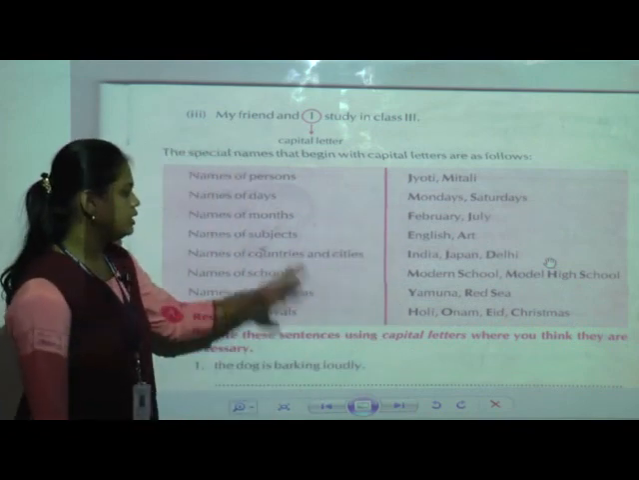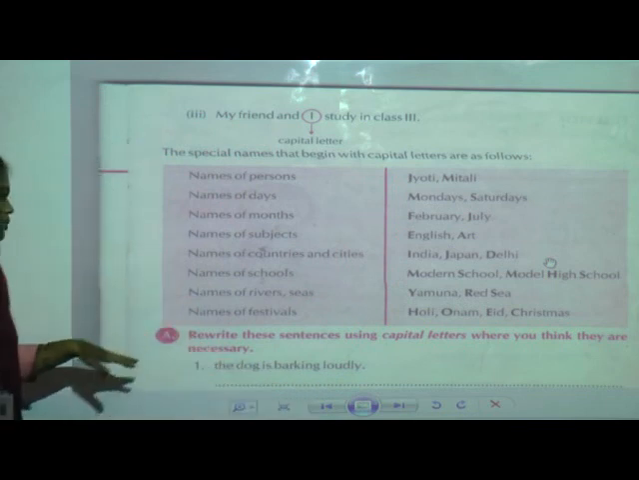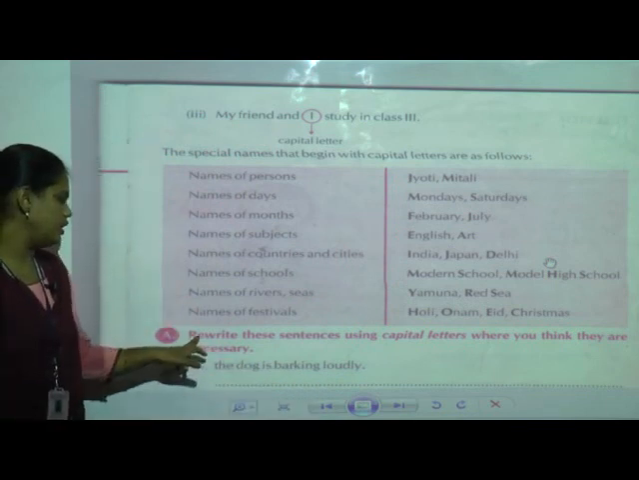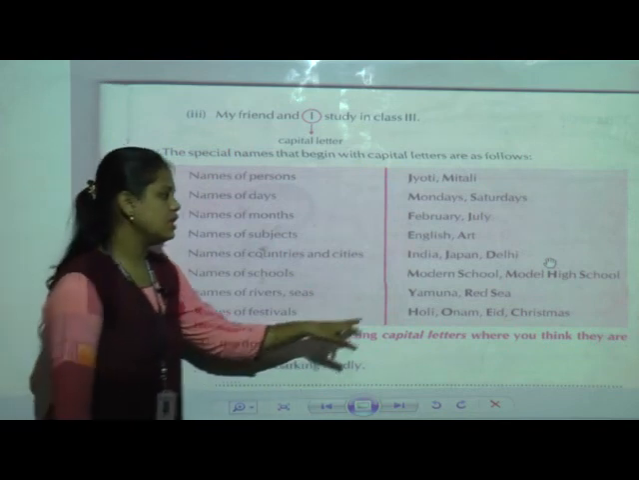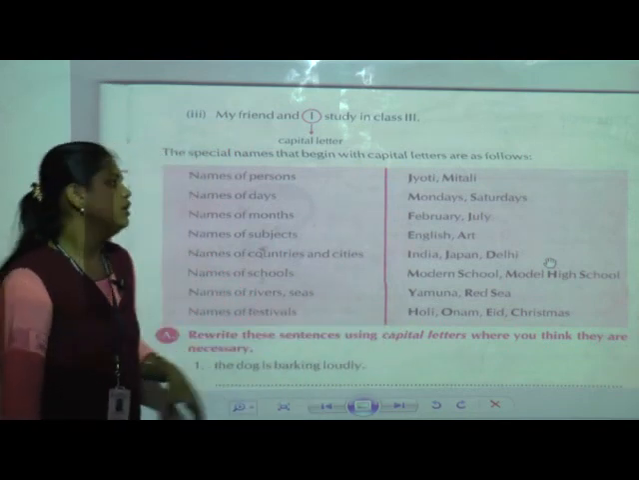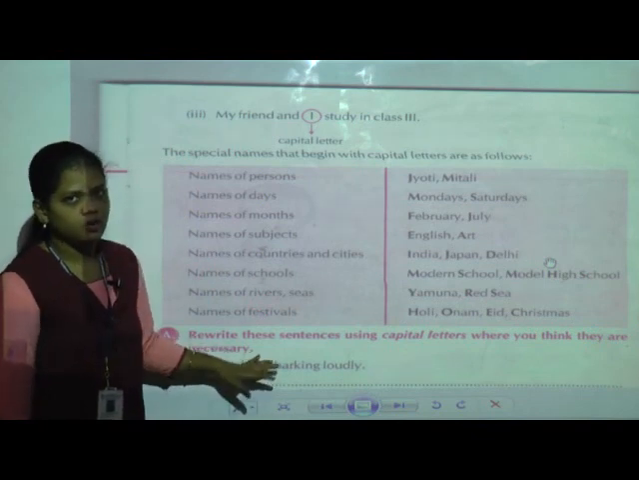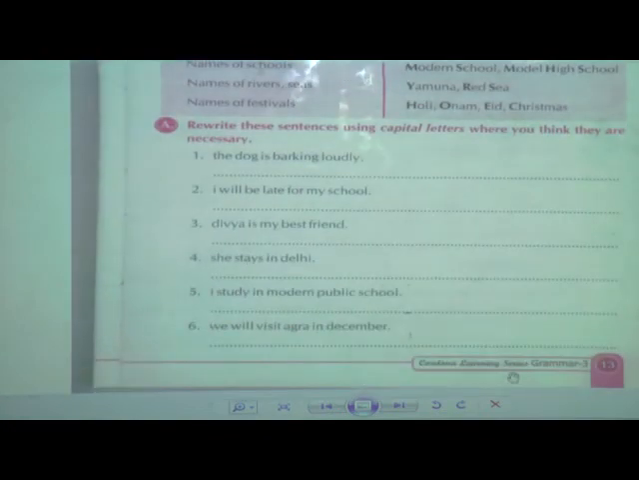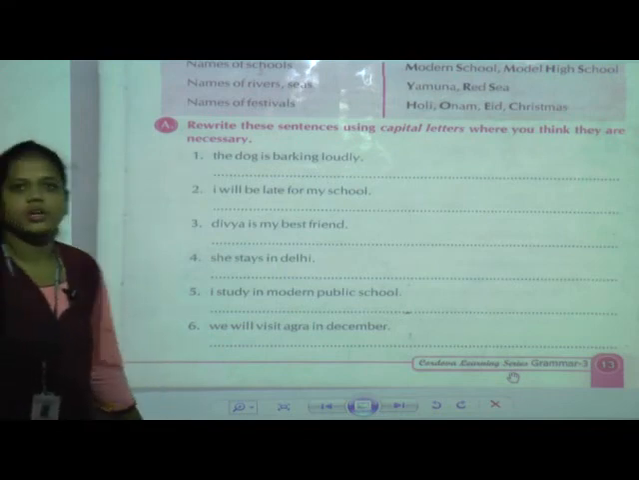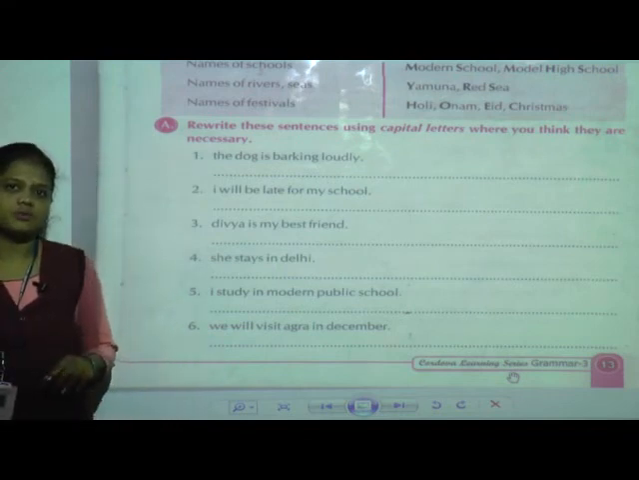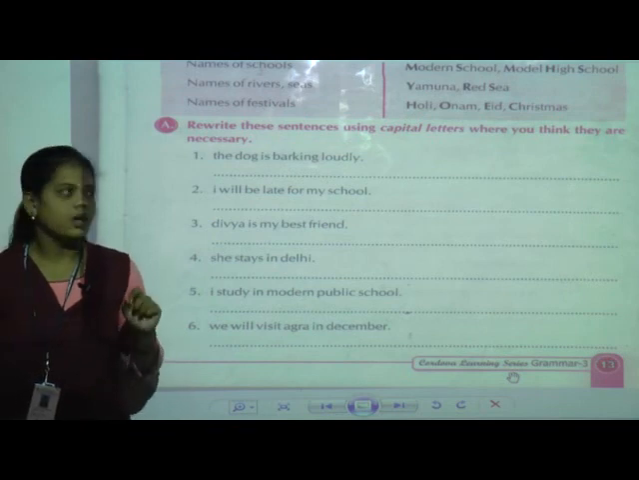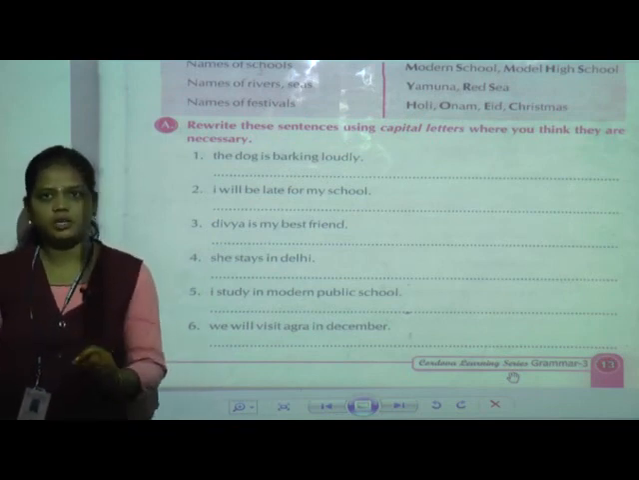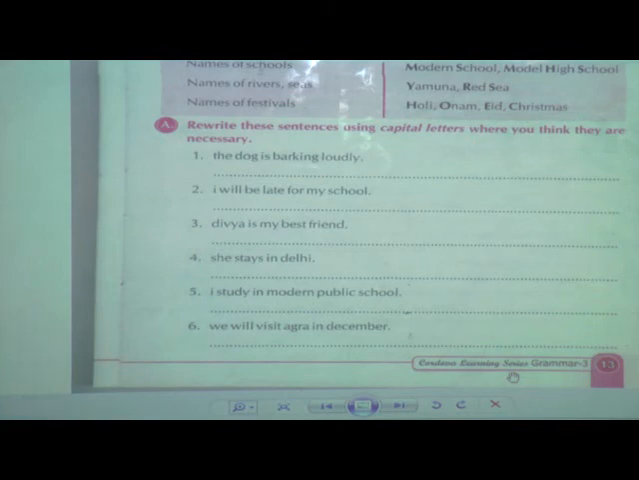With the help of this we solved the first question in the last period: rewrite these sentences using capital letters where you think they are necessary. There are 6 examples we already studied in the last period. Now today we are going to study the full stop, where we have to use the full stop. Now turn your page to page number 14.